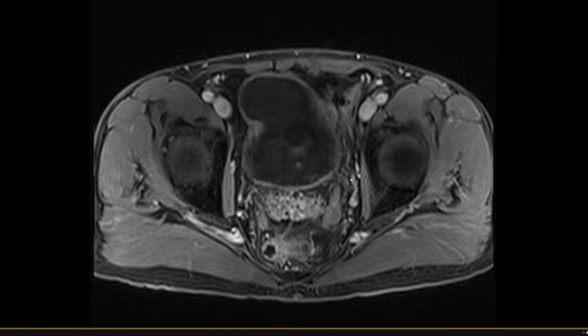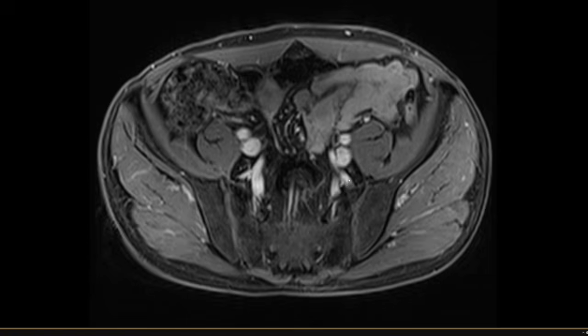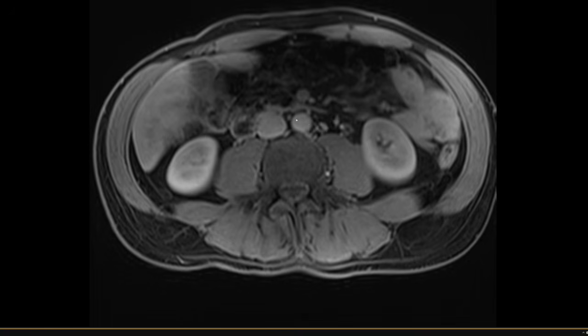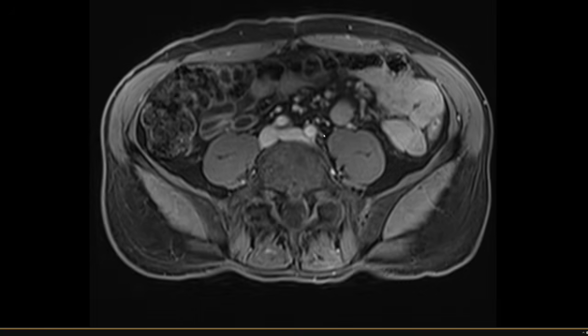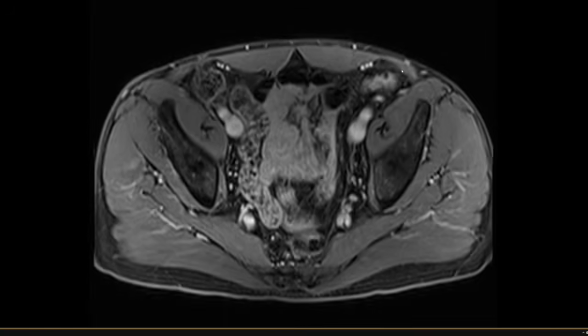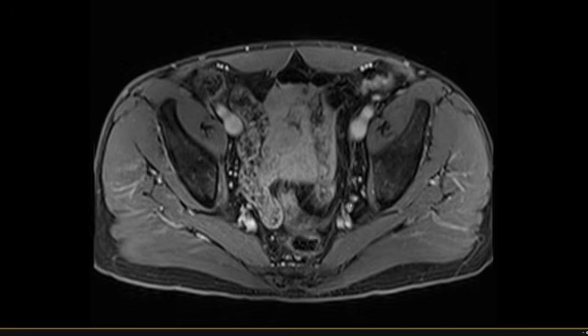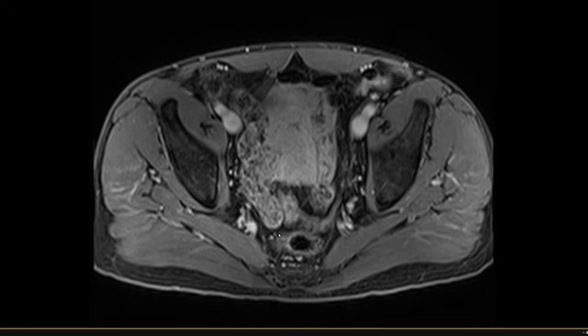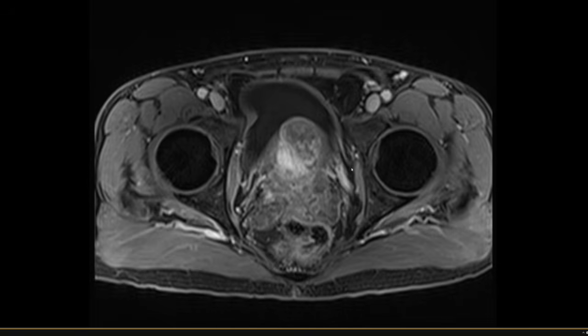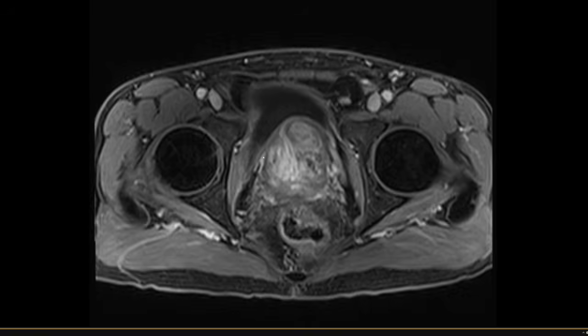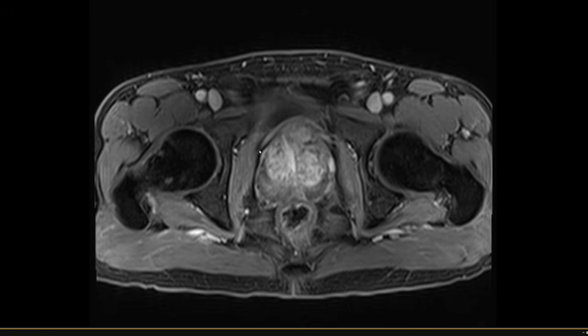And we'll talk about staging later, but the common iliac and retroperitoneal nodes are considered metastatic, as well as the inguinal nodes. And the internal and external iliac nodes, the presacral mesorectal nodes, obturator nodes, and periprostatic nodes are considered to be regional nodes.